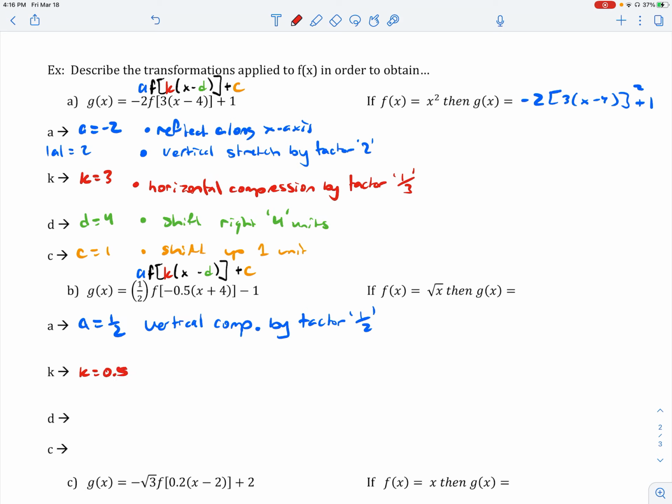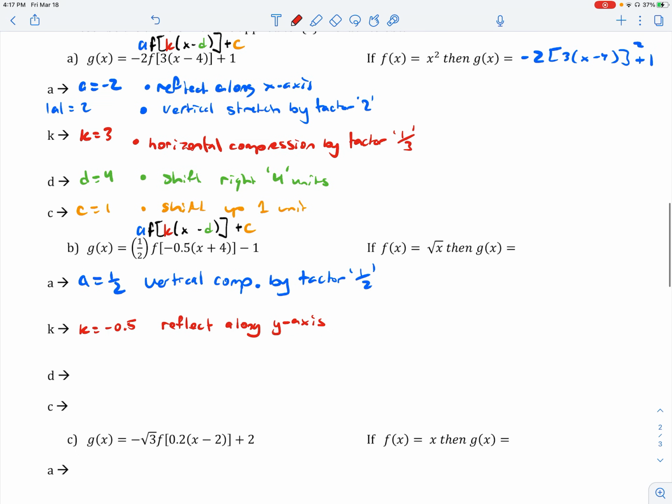So what that means is we're going to have, it's negative a half. Let me write the negative in. So first, let's state the reflection. So it's going to reflect along y-axis. That means the x values will change. And the absolute value of k is equal to a positive a half.